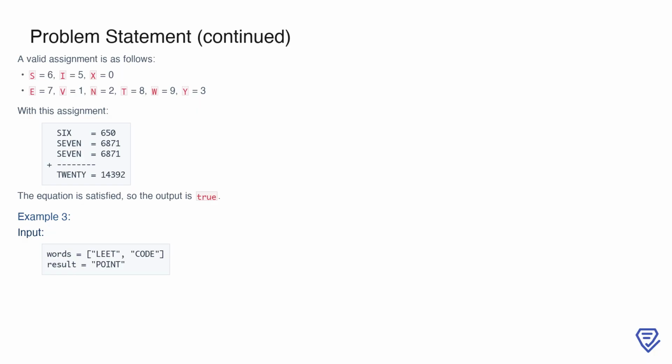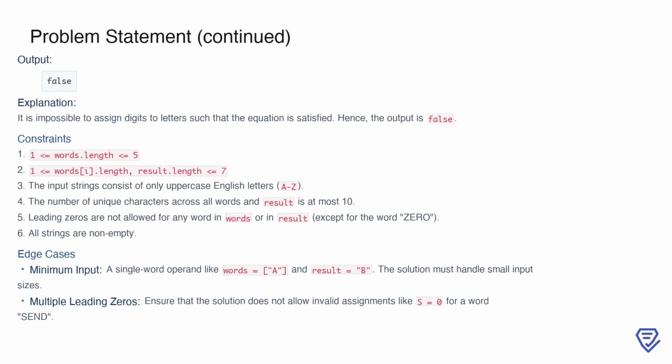However, there are situations where it's impossible to find a valid digit assignment. Let's look at one such example. Imagine the input consists of the words LEET, CODE, and the result is POINT. In this case, no matter how digits are assigned to letters, it's not possible to satisfy the equation. As a result, the output will be false. This demonstrates that not all input cases will have a solution, and the algorithm must correctly identify when the equation is unsolvable and return false.